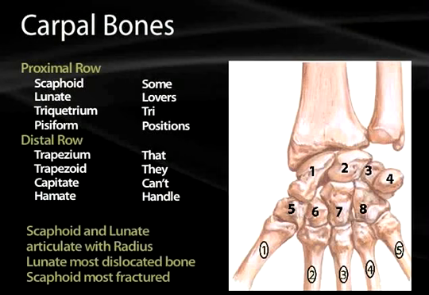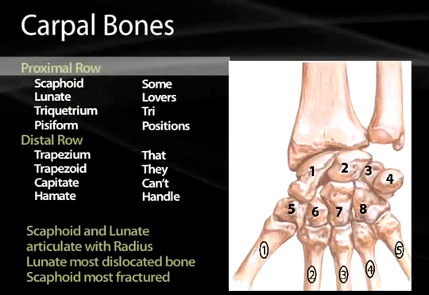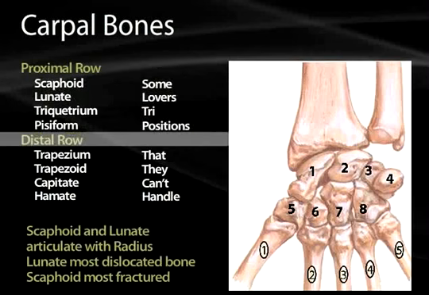Let's remind ourselves of the carpal bones, and there's the scaphoid, lunate, triquetrium, and pisiform bone in the proximal row. And then there's the distal row from lateral to medial, which would be trapezium, trapezoid, capitate, and hamate. One way that I use to remember these is the mnemonic "Some Lovers Try Positions That They Can't Handle." Notice how I spelled "try" with the T-R-I to remind myself of the triquetrium bone.